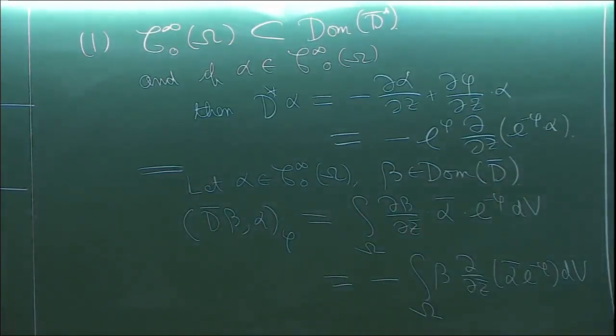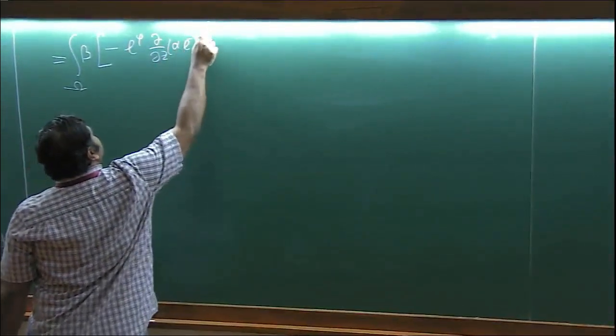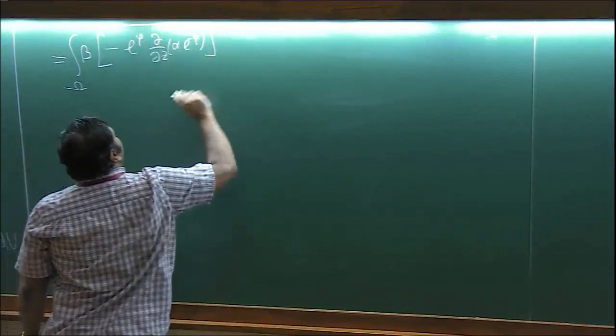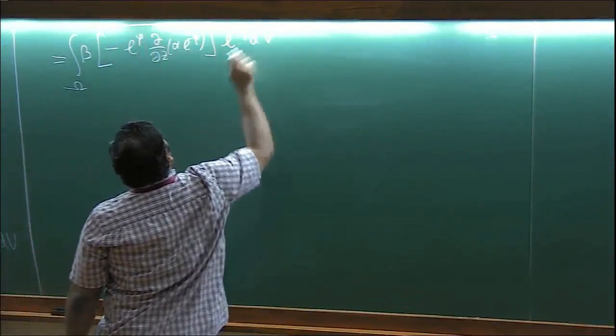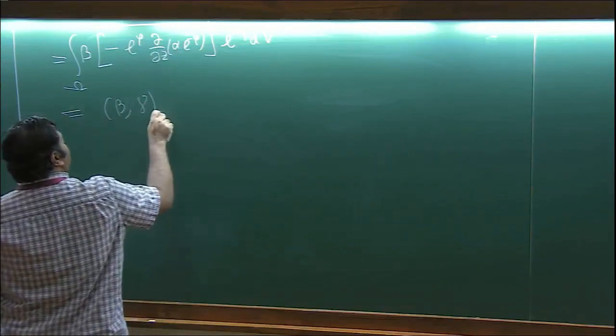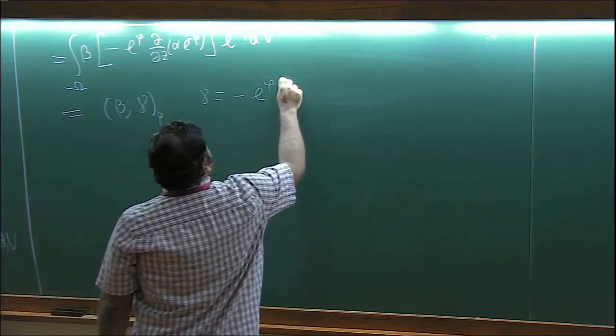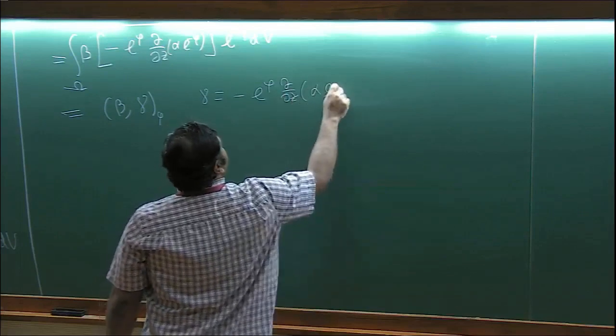So this is therefore equal to, let me try to be careful here, the integral over omega of minus e to the power phi d over dz of alpha e to the power minus phi, and take the bar of this whole thing, times e to the power minus phi dv, which is therefore the inner product of beta and gamma in L2 of phi, where gamma is exactly this thing, minus e to the power phi d over dz of alpha e to the power minus phi.